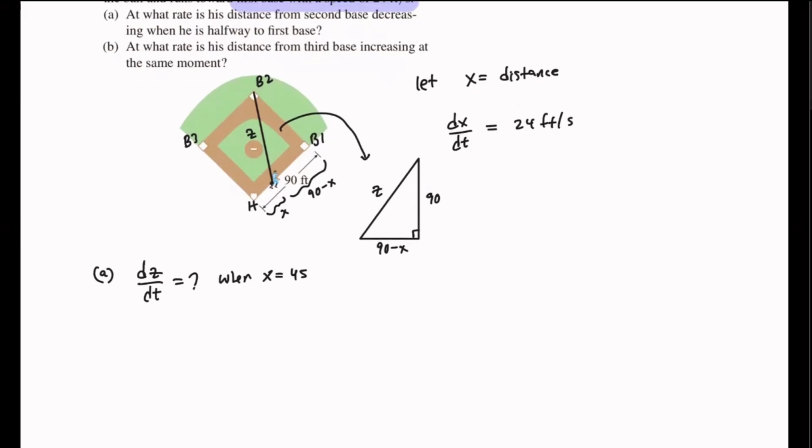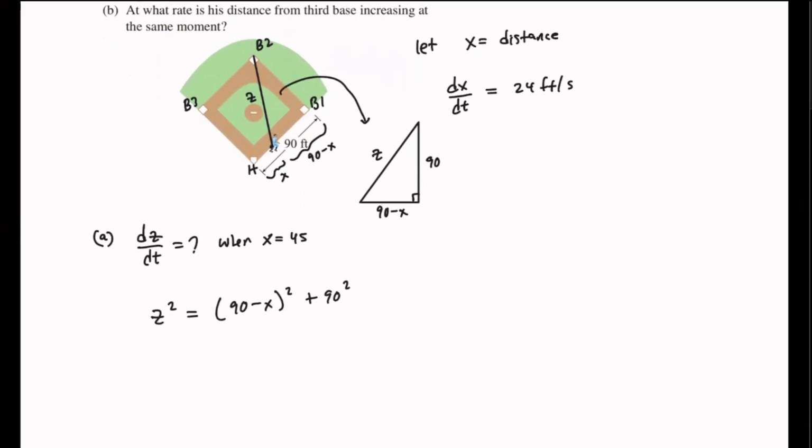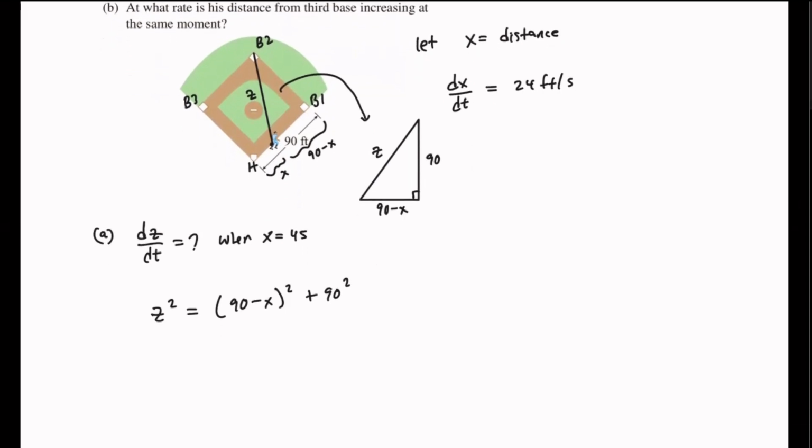We can figure out the z value based on what's been given to us. We know z squared is equal to the side lengths squared. So that's (90 minus x) squared plus 90 squared. I'm going to use this equation twice. First I'm going to use it to find the value of z. The second time I'm going to differentiate it to get the rate. So we'll use the same equation twice for this problem.